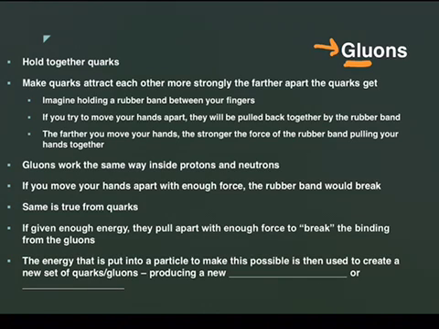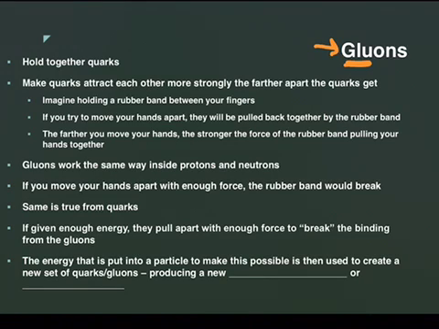That would be like if you imagine holding a rubber band between your fingers. If you try to move your hands apart, they will be pulled back together by the rubber band. The farther you move your hands, the stronger the force of the rubber band pulling your hands back together is. So gluons work in the same way inside protons and neutrons. They're constantly pulling together. If you move your hands apart enough with enough force, the rubber band eventually breaks.